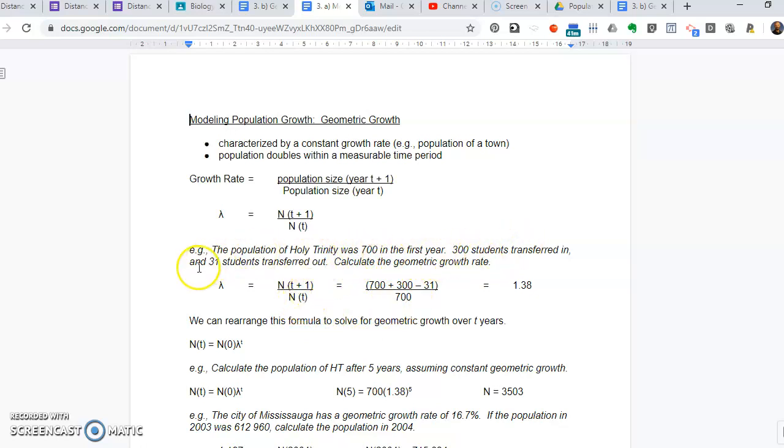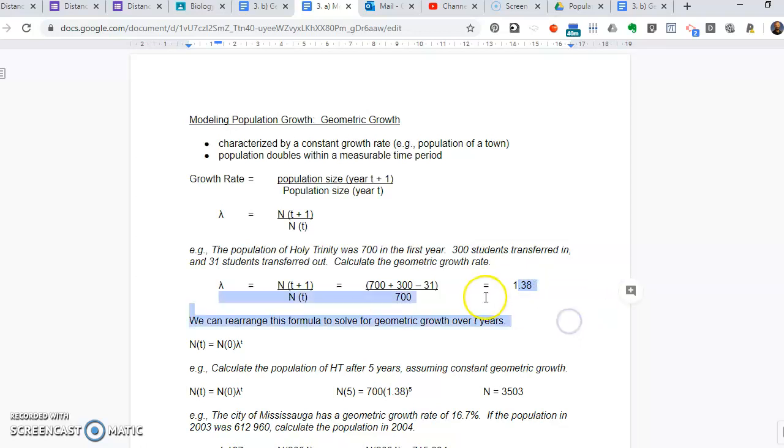300 students transferred in and 31 students transferred out. So you take the 700 students, add 300 students, and take away 31 students. That is your n at time t plus 1. A year after the 700, in the second year, there was 1,000 minus 31, so 669. When you calculate that out, the growth rate is 1.38. That means the growth rate for that first year is 38%. The school grew by 38%. You have the 1 in front because it stays at 700, and then you gain 38%.